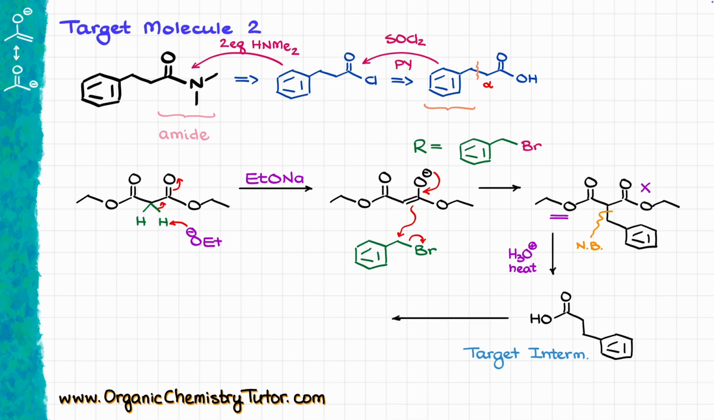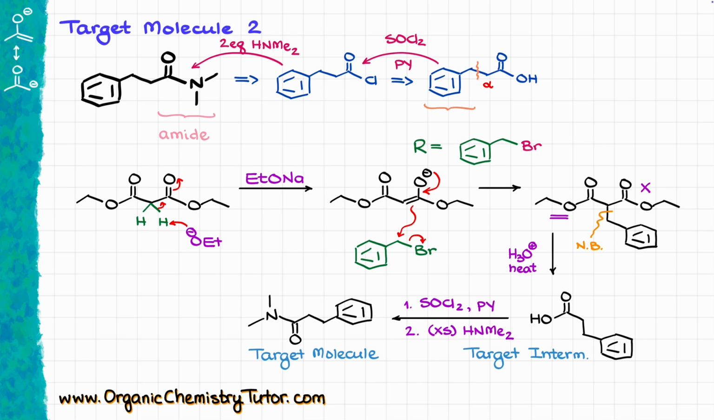So I'm just going to say that step number 1 here is going to be thionyl chloride, SOCl2, in the presence of pyridine, and step number 2 is going to be excess, or at least 2 equivalents of, dimethylamine, giving us our target molecule, our final product for this synthesis. So just because you don't see the carboxylic acid right away does not actually mean that you could not use the malonic ester synthesis. Since you already know a bunch of different functional group transformations, you can always use the malonic ester synthesis to make molecules that contain other functional groups, which you can ultimately get from your carboxylic acid.